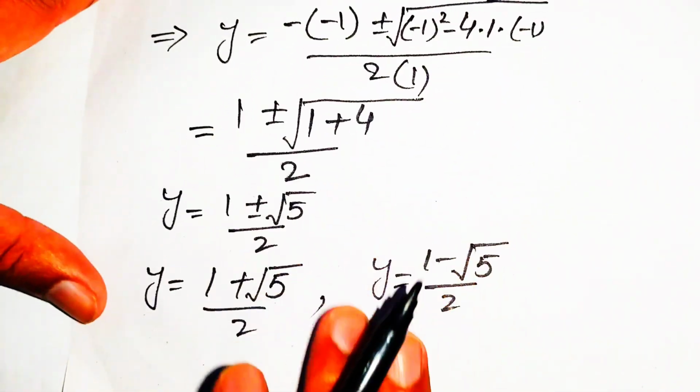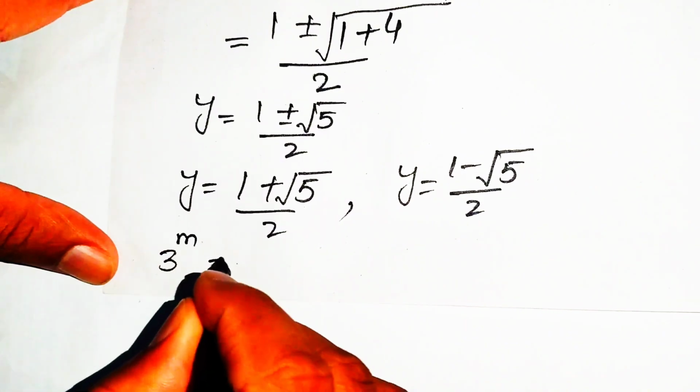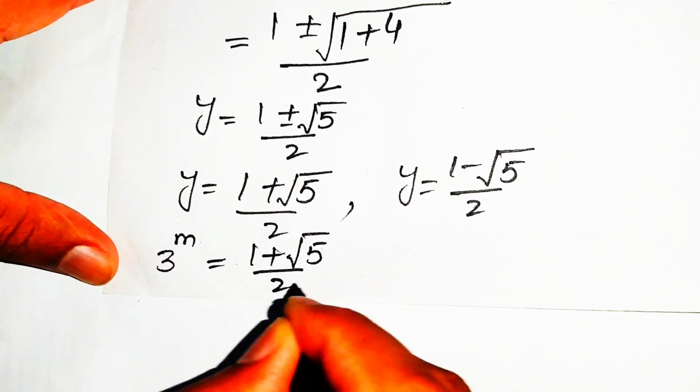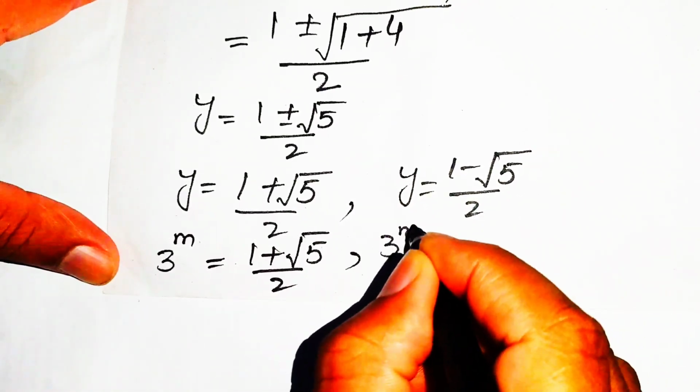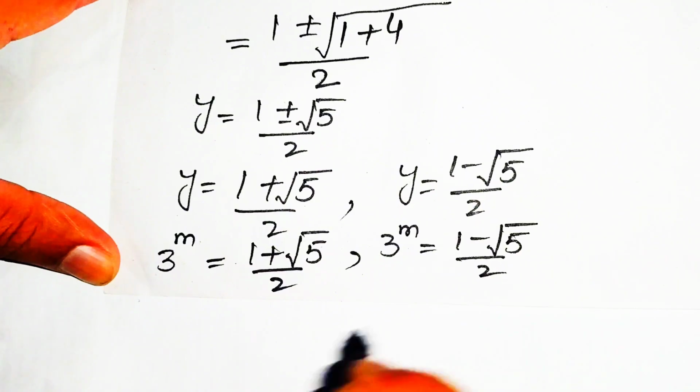So now we put the value of y in both of these cases, and we have 3 to the power of m equals 1 plus square root of 5 over 2, and in this case we have 3 to the power of m equals 1 minus square root of 5 over 2.